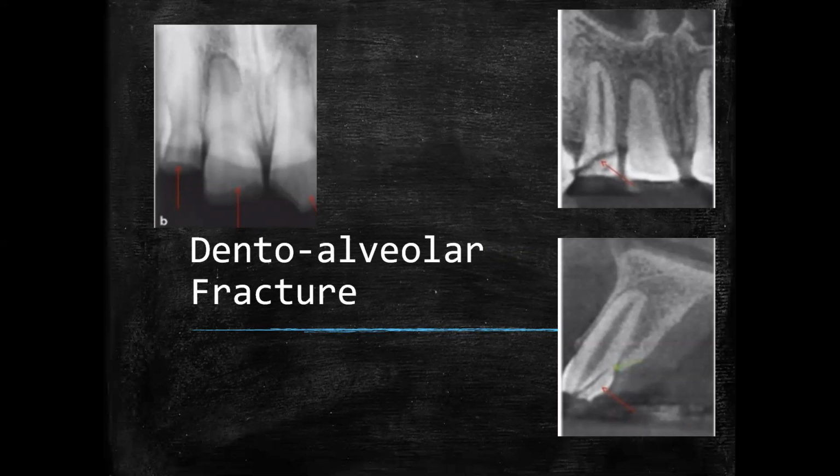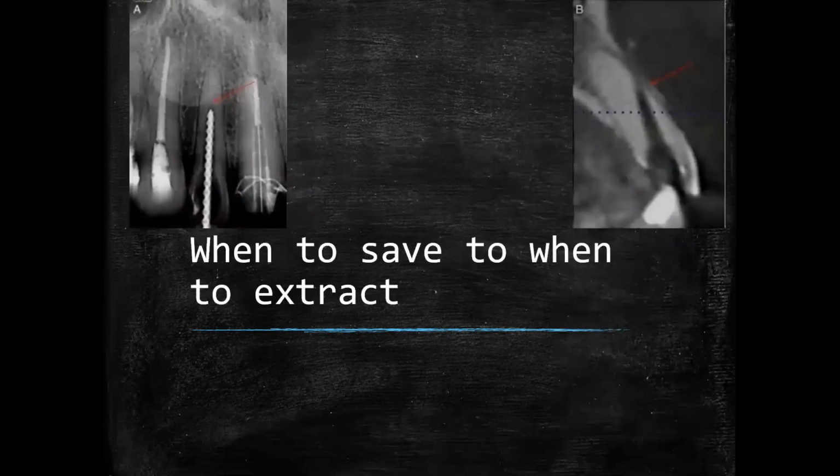Now 2D, because of the superimposition which is present, there is always a possibility of error. But with CBCT, you get definitive answers. In cases of perforation, whether to save or whether to extract, CBCT gives you an answer, whether you need to go for an extraction or you need to save the tooth.